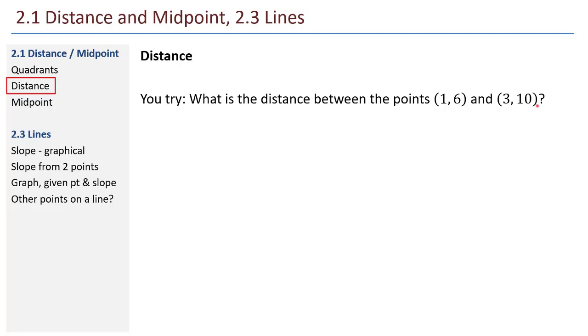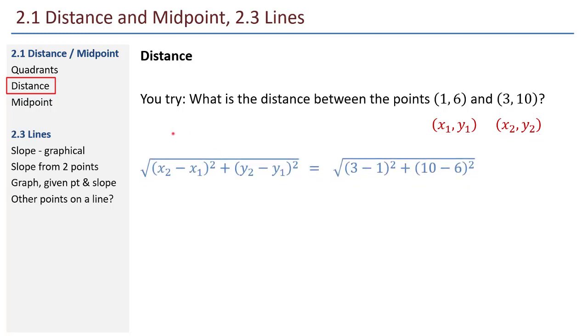Hopefully you gave this a good try. So I might let (1, 6) be the point (x1, y1), and let's label the other point (x2, y2). It doesn't really matter which way you do it as long as you're consistent. The distance formula says the distance between the two points looks like this. So I can plug in the values.